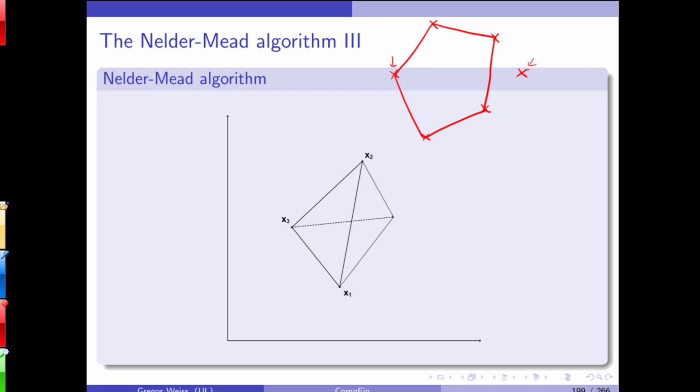Now assume that this is the worst solution. What I'm doing is I'm taking the remaining points, taking the simplex, and the gravity point of this would probably be somewhere here, and then I'm mirroring it to here, and this now is my new solution. Okay, if this is the new solution, I delete my old one here.